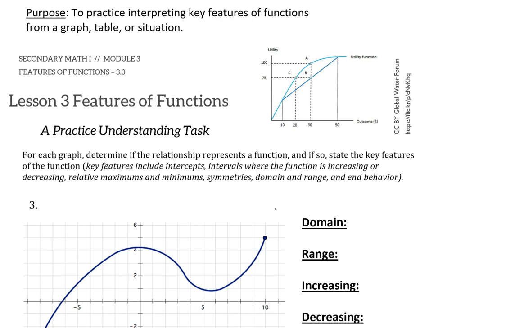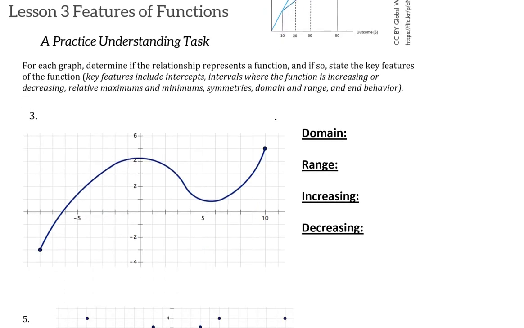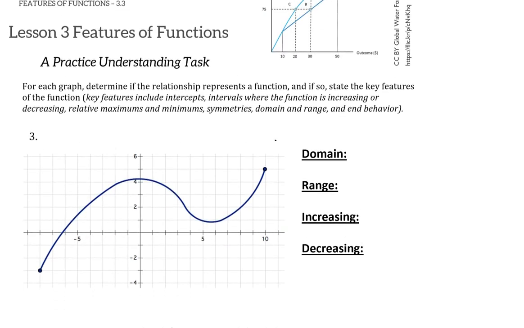As you can see, for the graph section, the instructions are, for each graph, determine if the relationship represents a function, and if so, state the key features of the function, and it lists the key features that we want to consider. So let's look at graph 3.